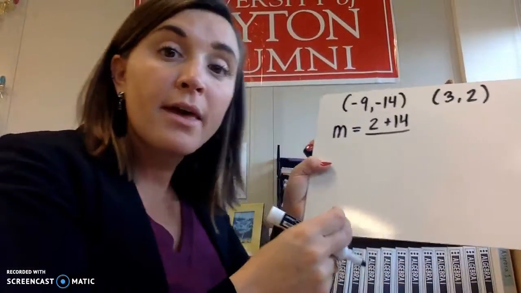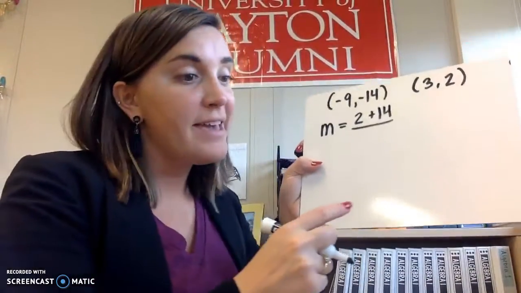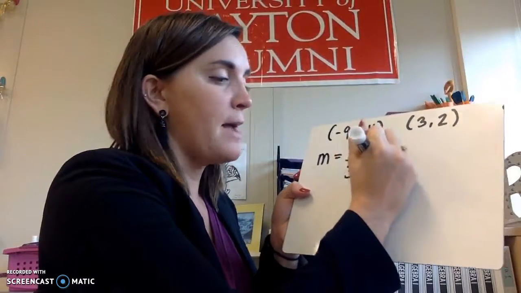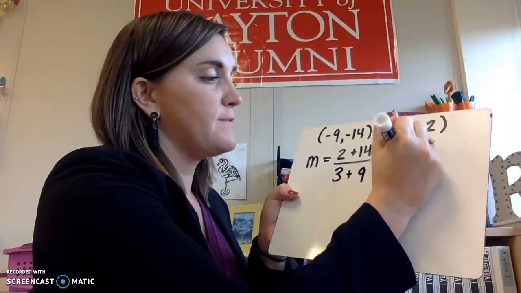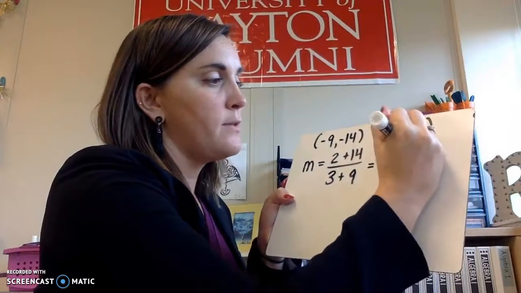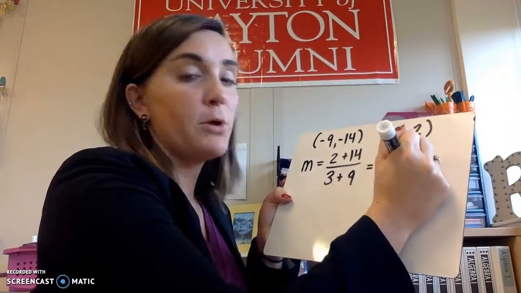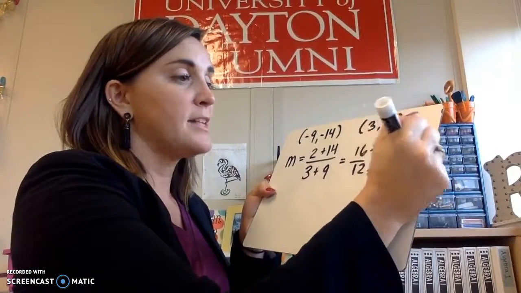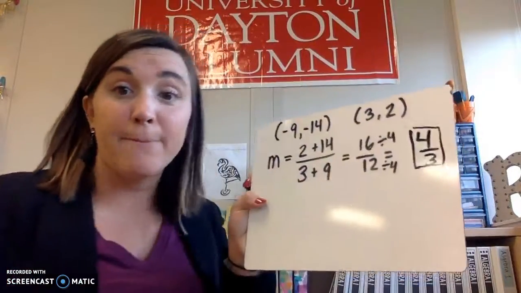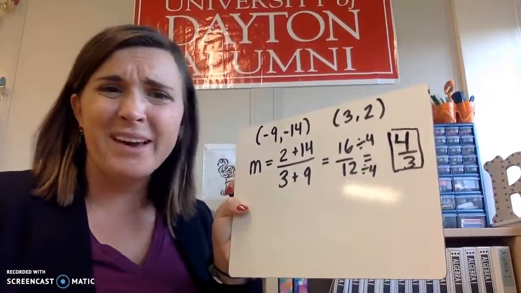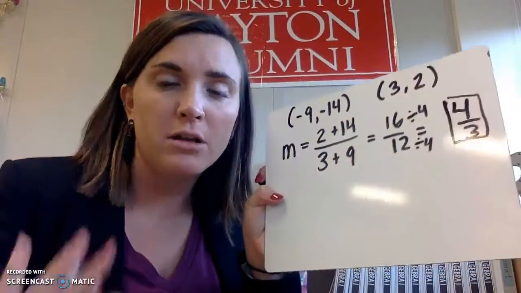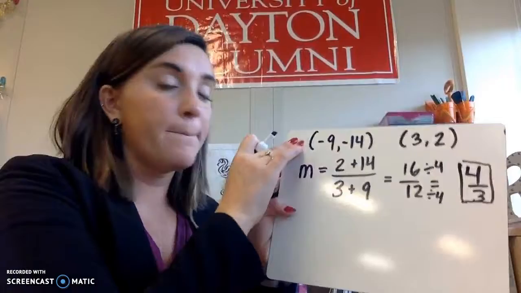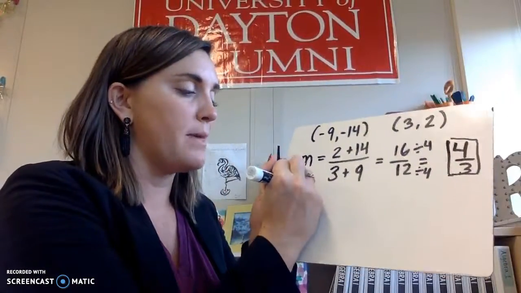Sorry, there's a glare on the board. All right, and then 3 minus a negative 9 becomes plus 9. That leaves me with 16 over 12. Well, I know that 4 will go into both of those, so that's going to leave me with 4 over 3. It's okay that it is an improper fraction. Don't make it 1 1/3. Don't make it a decimal. You're good to go. All right, point slope form, I'm just going to use the first one I'm given.